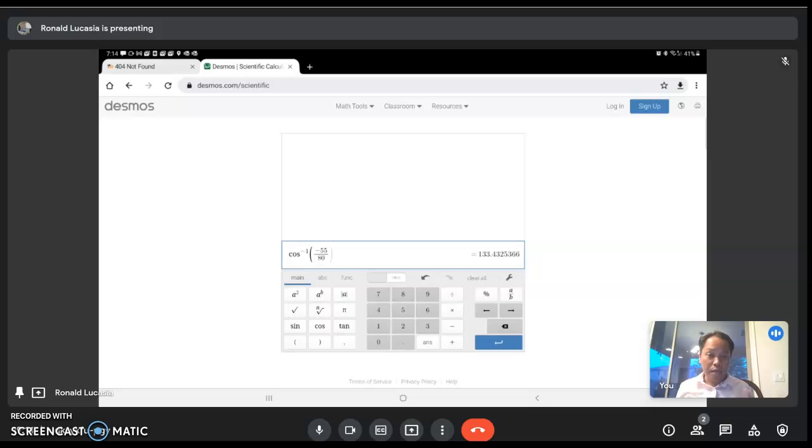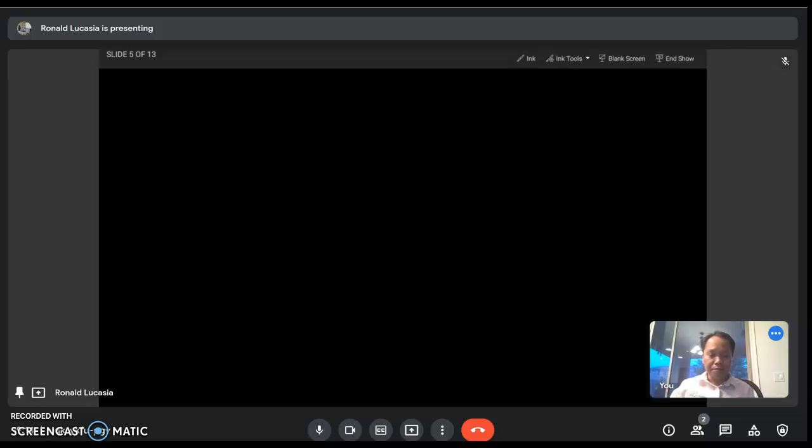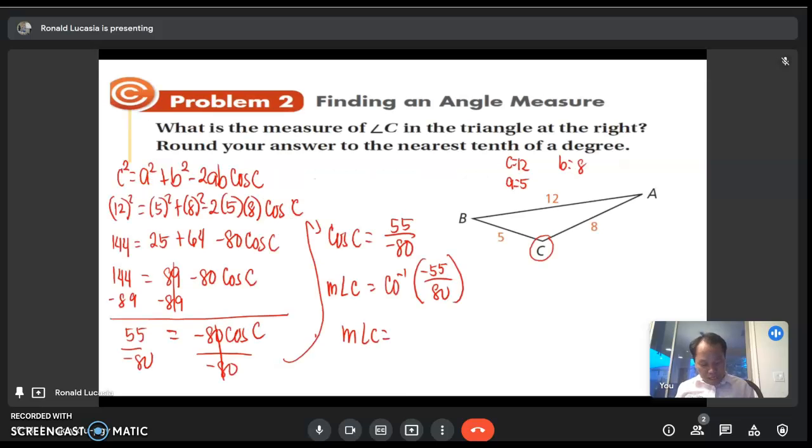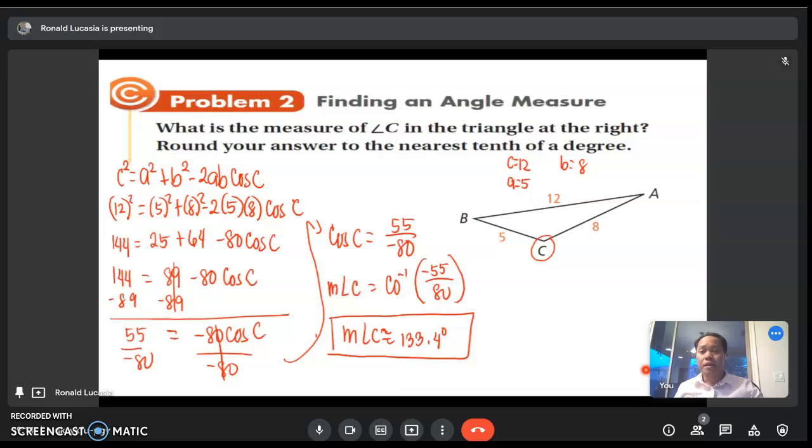So approximately, expressing your answer to the nearest tenth, it's 133.4. So approximately the measure of angle C is 133.4 degrees.